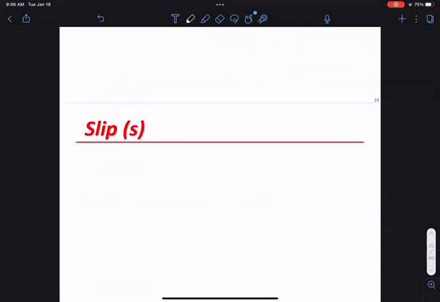So based on the speed difference, we can define something called slip. Often we can look at the speed difference, but the equation works out if you normalize the speed difference by the synchronous speed. So the equation works out with a normalization factor. This is called slip.